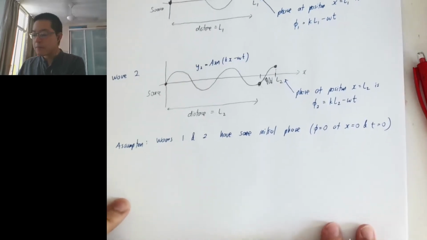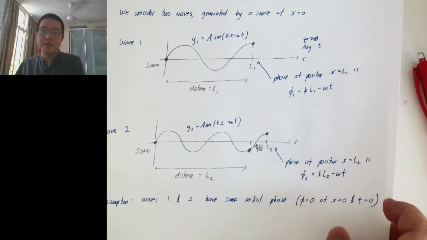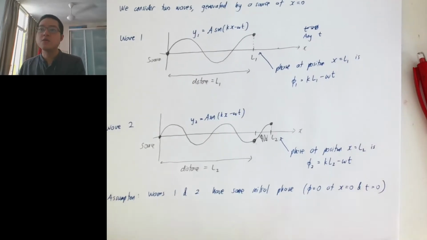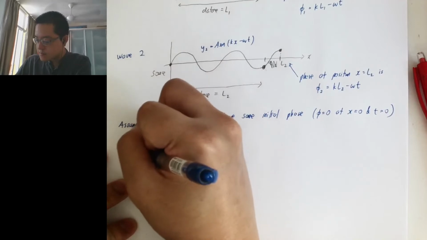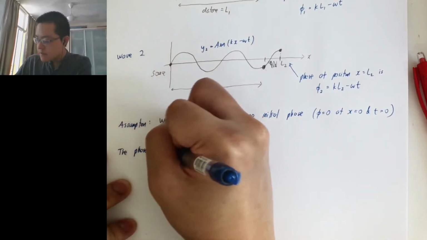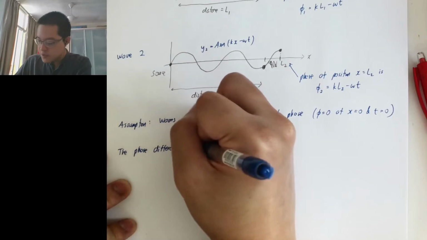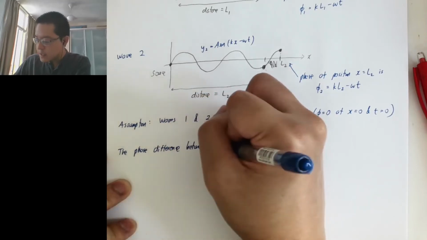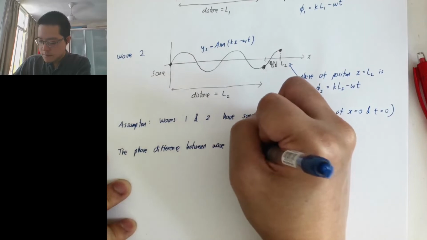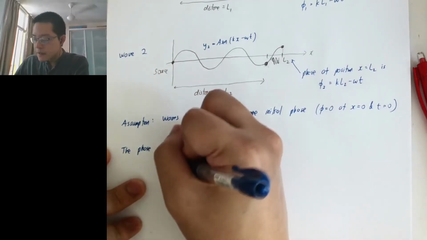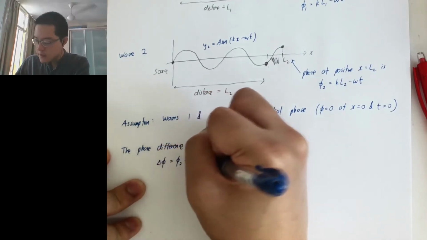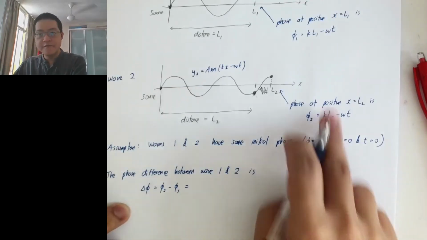Before I interfere, same thing as I showed you last time, I need to know what is the phase difference. The result of the interference, at the end of the day, just depends on the phase difference. So I want to calculate the phase difference between wave 1 and 2. I will call this delta phi, and this is phi 2 minus phi 1. So phi 2 is this expression, phi 1 is this expression.